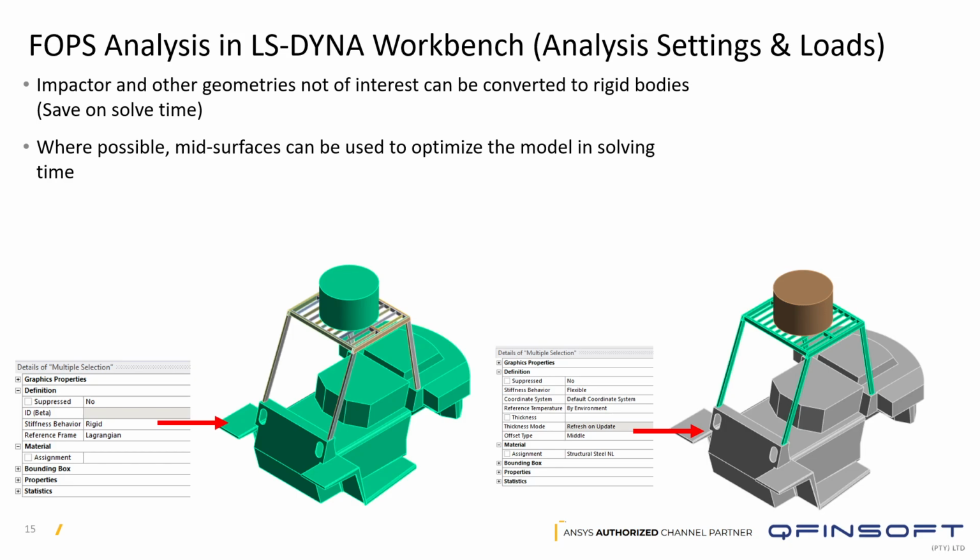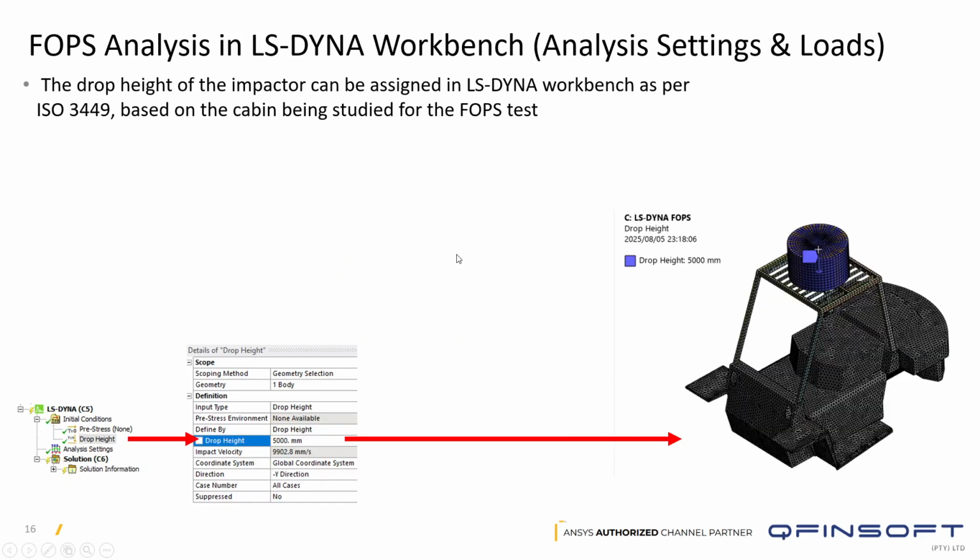Where possible, another modeling approach we can use is modeling parts as mid surfaces. So in this case, we have our cabin here modeled as mid surfaces. This will optimize the size of the mesh and how long our solve will take to complete.